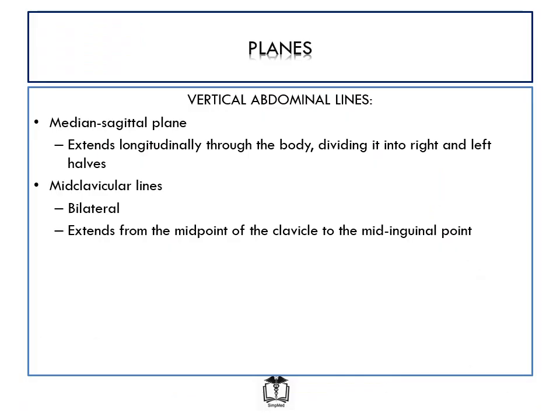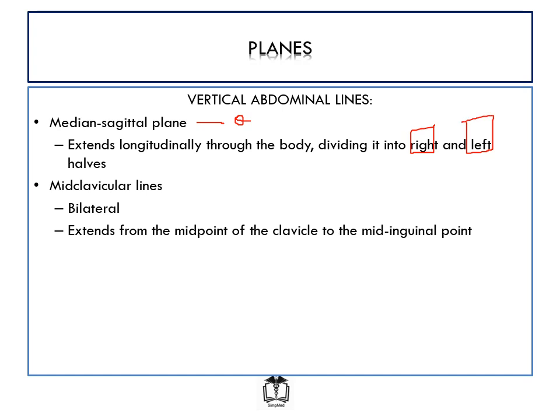Then let's finish up with the vertical abdominal planes. We have two types of vertical abdominal planes. We have the median sagittal plane. The median sagittal plane is used when forming the four quadrants of the abdomen. This is just a plane that extends longitudinally from the middle of the body all the way down, and it divides the body into right and left halves. So it is the perfect plane when dividing the body into quadrants.